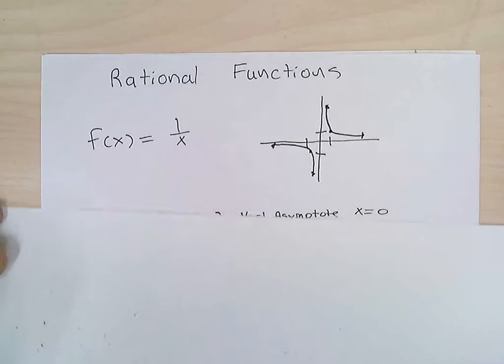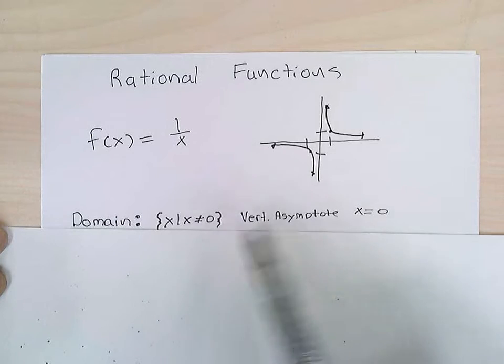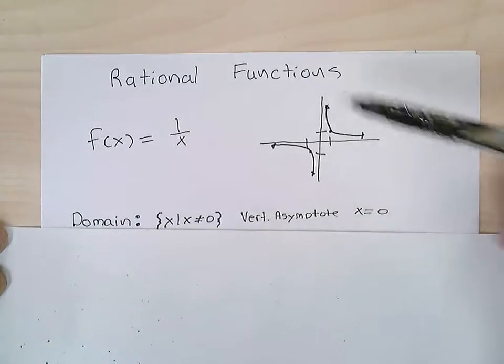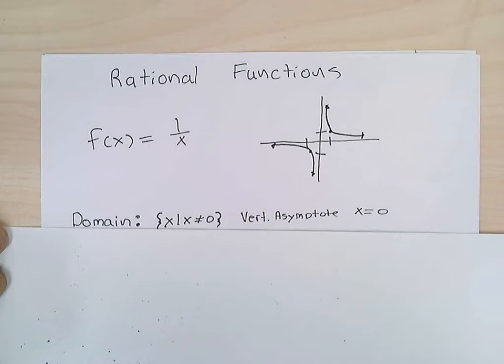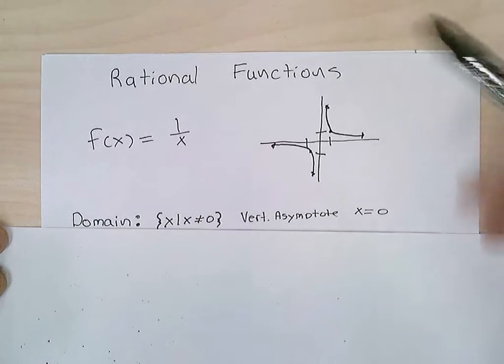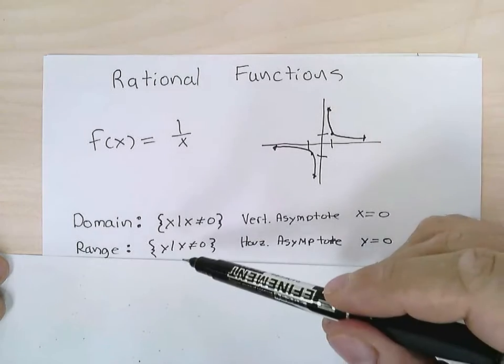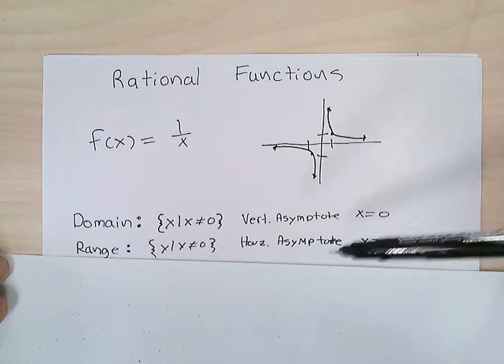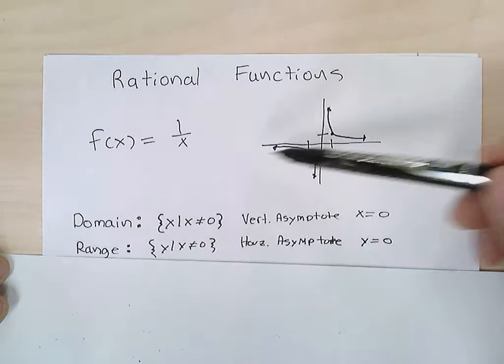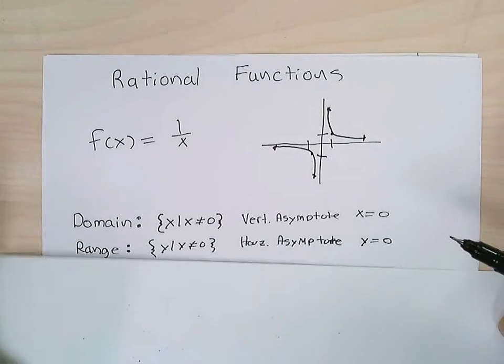So that gives us a domain of x such that x not equal to 0, because we can't divide by 0. And that also gives us our vertical asymptote. An asymptote is something that a function equation approaches but never actually touches. So we have a vertical asymptote at x equals 0, and the range is y such that y is not equal to 0, and that gives us a horizontal asymptote at y equals 0. So most rational functions will have two asymptotes, but not always.